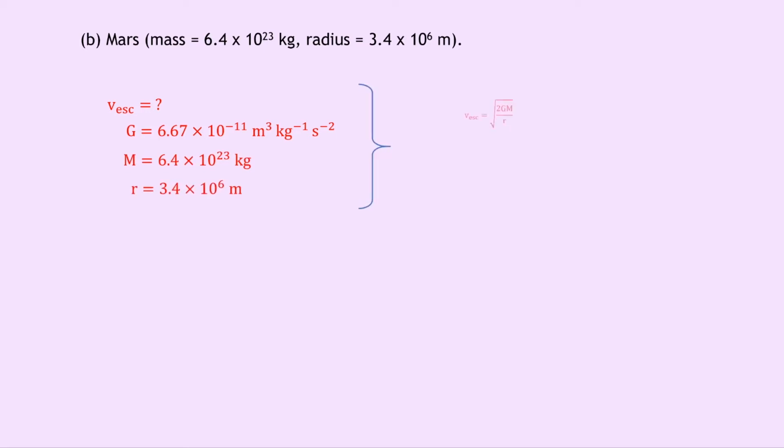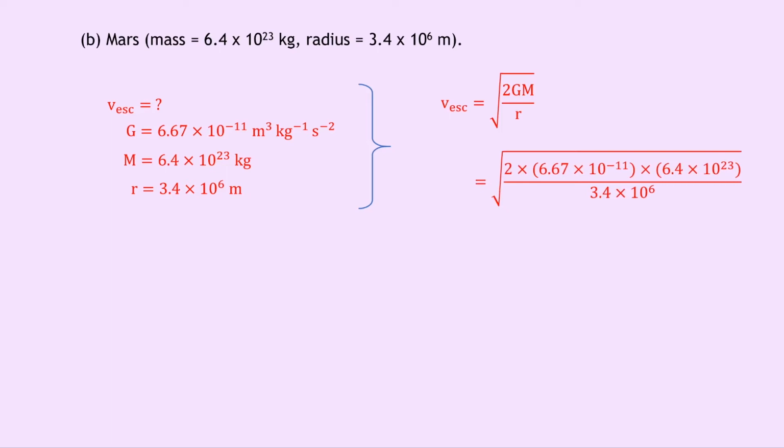So writing down our equation, we have v escape equals the square root of 2gm over r. Putting in the numbers now, we get square root of 2 times 6.67 times 10 to the minus 11 times 6.4 times 10 to the 23 divided by 3.4 times 10 to the 6. And if you put all that into your calculator, we should get an answer of 5.01 times 10 to the 3 meters per second, or about 5 kilometers per second.